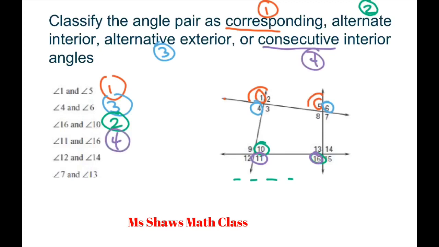We have 12 and 14. They're on the outside, and they're alternating, so that's alternate exterior. And then we have 7 and 13. 7 and 13 are here. They're alternate interior. So that's number 2.